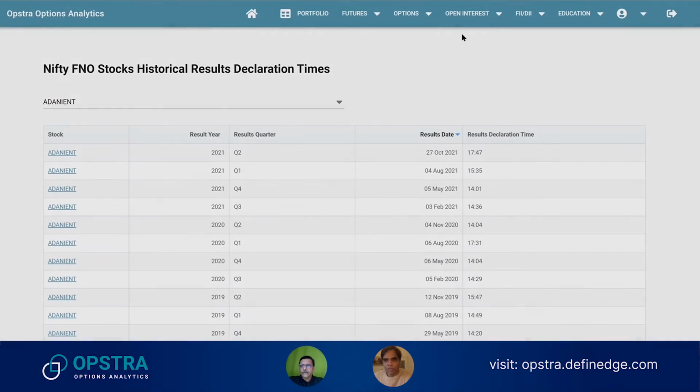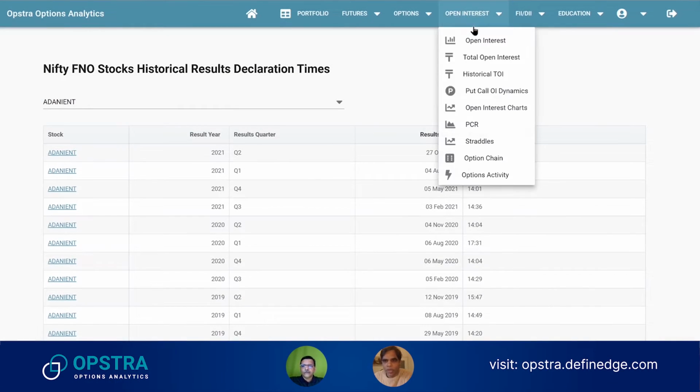Okay, we will move to the open interest section. As it says, it relates to all the open interest related features. There are many ways to analyze open interest, and we have different features to analyze those things, so that it can be incorporated as part of the trading, which can be based on open interest.